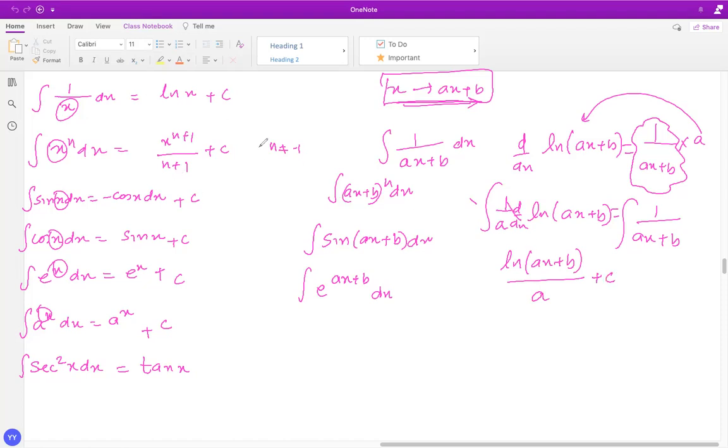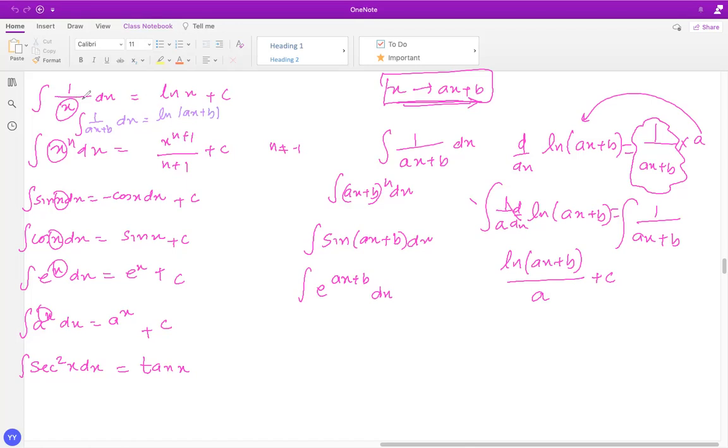So now what is really interesting is that you can generalize that chain rule here. Whenever you replace x with ax plus b, I'm just going to write down the formulas right below it. So let's say if I've got the integration of 1 over ax plus b, actually it is going to be ln of ax plus b over a.